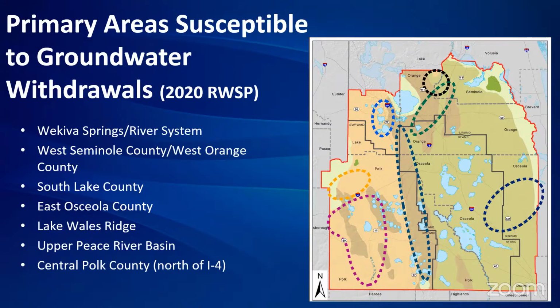Groundwater withdrawal impacts can generally be characterized by the spatial extent and magnitude of the impacts based on areas of environmental sensitivity. Primary areas or features that appear to be more susceptible to the effects of groundwater withdrawals, and thus may limit additional groundwater development, are shown and include the Wekiwa Springs Wekiwa River System, West Seminole County, West Orange County, South Lake County, East Osceola County, the Lake Wales Ridge, Upper Peace River Basin, and Central Polk County north of I-4.